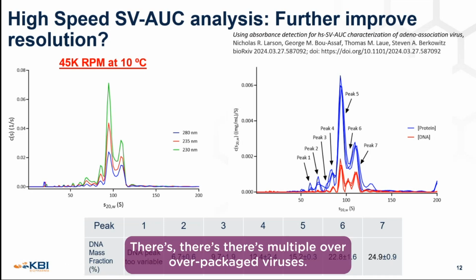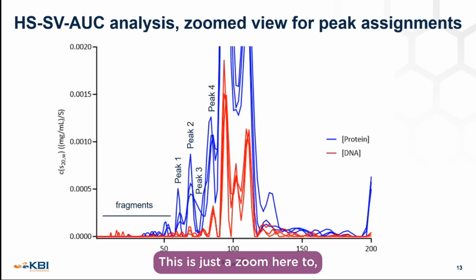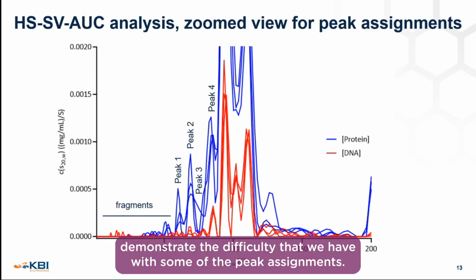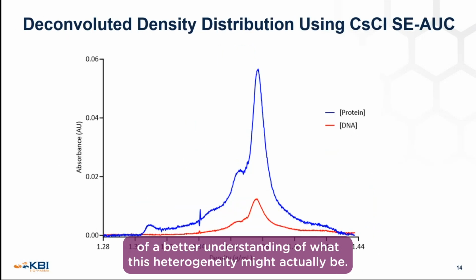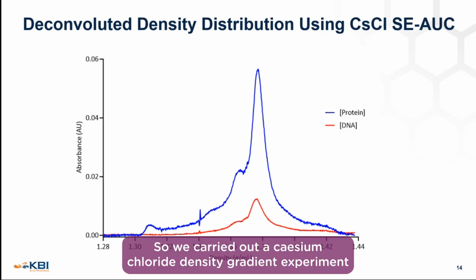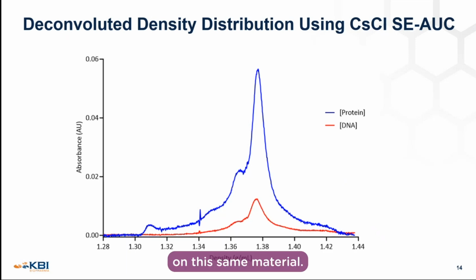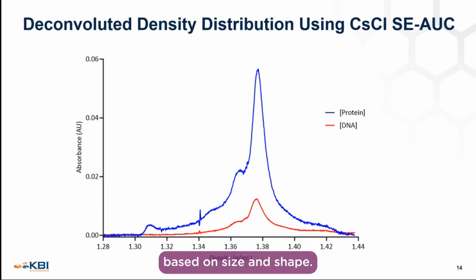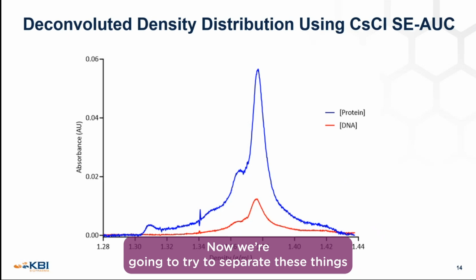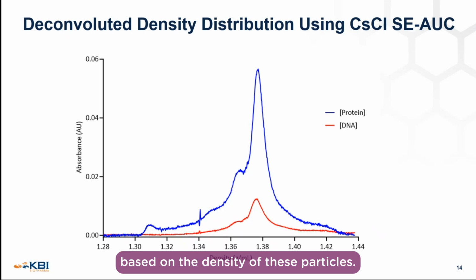There's multiple overpackaged viruses. This is just a zoom here to demonstrate the difficulty that we have with some of the peak assignments. The final experiment we did is we wanted to try to get a little bit of a better understanding of what this heterogeneity might actually be. So we carried out a cesium chloride density gradient experiment on this same material. Everything I showed you so far was separated hydrodynamically based on size and shape. Now we're going to try to separate these things based on the density of these particles.